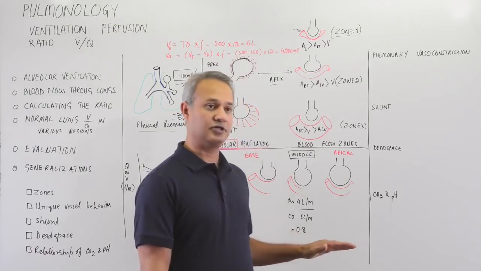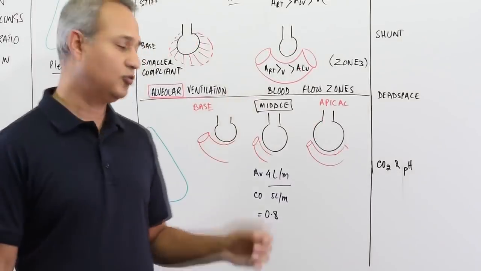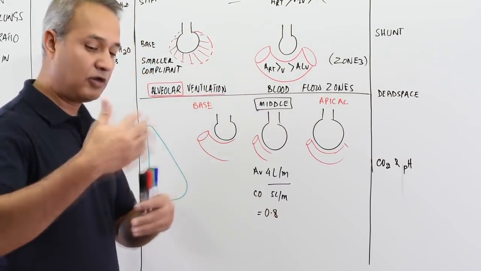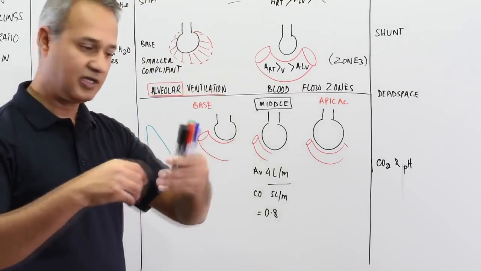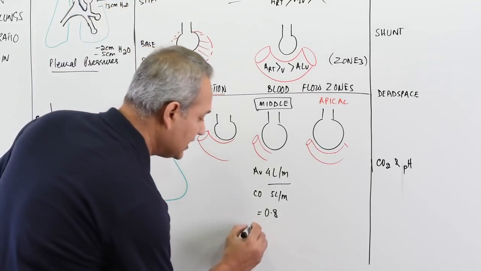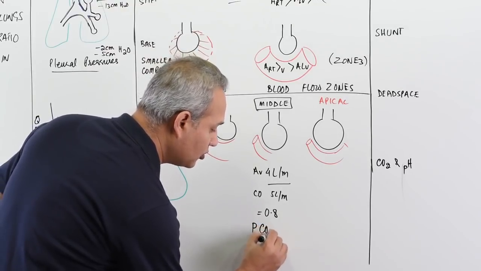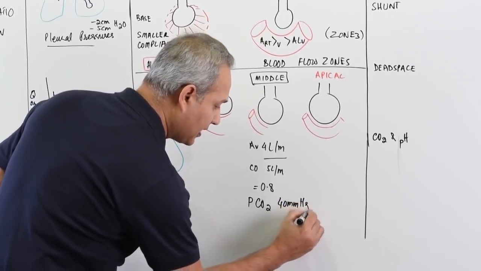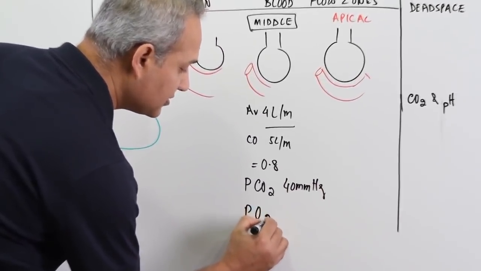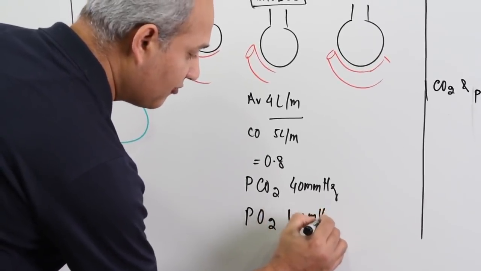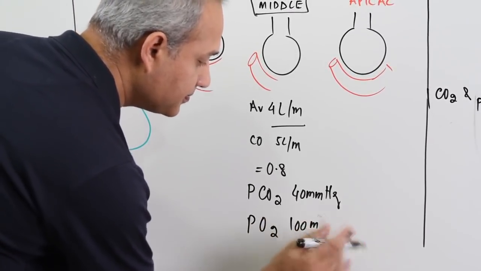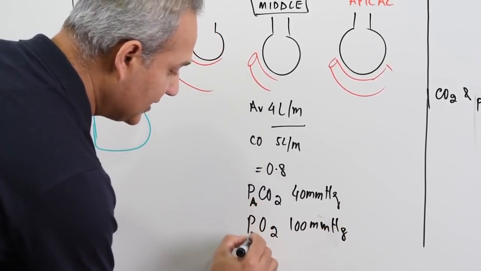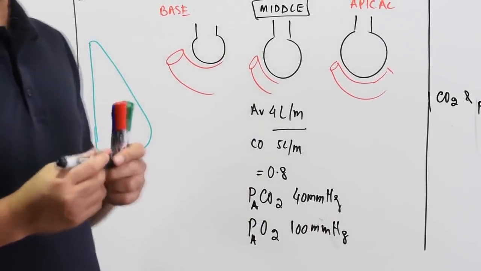How do you talk about it? What does 0.8 mean to you as a doctor? What it means is this: with this amount of perfusion and breathing, we are able to keep PCO2, or pressure of carbon dioxide, at 40 millimeters of mercury and pressure of oxygen at 100 millimeters of mercury in the alveoli. So I should put A here and A here. That is what it means.